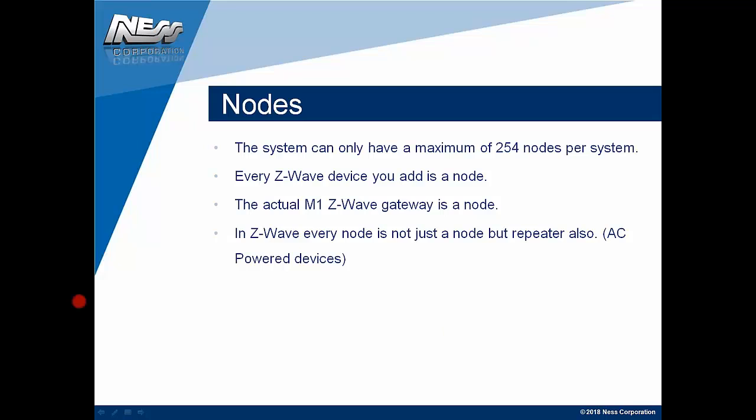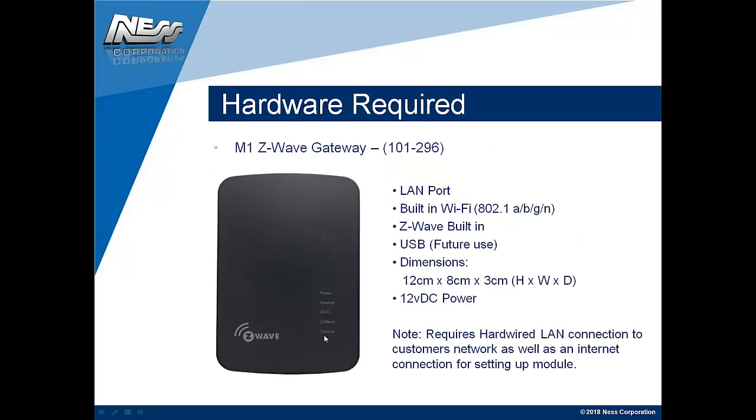So if you have got an issue with range from one end to the other, then you can put repeaters in the middle. This is our little Z-Wave gateway. For those who are familiar with Z-Wave, it's the hardware we don't design ourselves. It's part of the Vera range. It's the Vera Edge, but it has got our own Ness M1 plug-in into it that's fully 2A, etc.